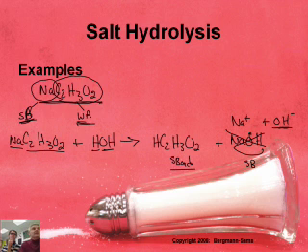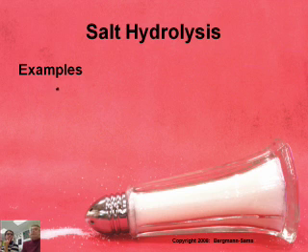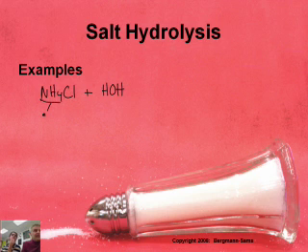Okay. Let's do another example. Let's do ammonium chloride. If I take NH4Cl, that's ammonium chloride, I'm going to react that with water, HOH. What's that going to do? Now, ammonium's partner, if you will, is ammonia, and that's a weak base. So it came from a weak base, and chloride came from a strong acid, hydrochloric acid.